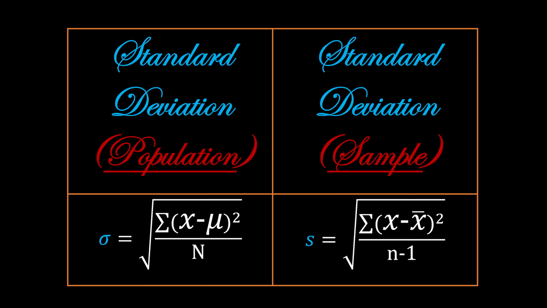Note, there are two formulas, one for the population and one for the sample. In the population, you divide by the total number of items in the population. In the sample, you divide by one less than the number of items in your sample.